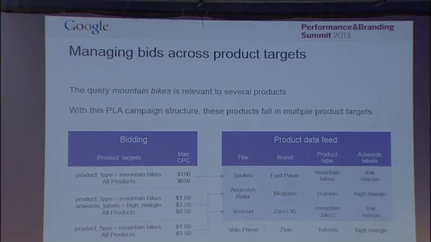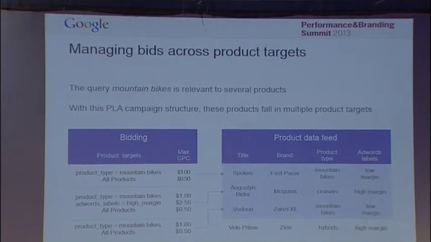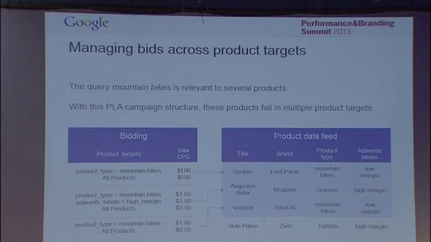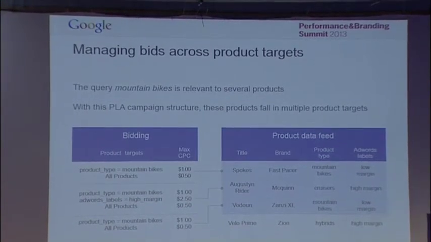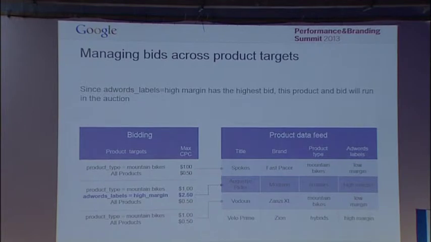So once you have created your structure, you want to make sure you think about the best bidding strategy. So let's go through an example again. If the user types mountain bikes, there are several products in your feed that could be eligible, and several ad groups depending on the product target inside that ad group. The way we decide which one will serve is by looking at which one has the highest bid. So in that case, it would be the second bike because it is in an ad group called AdWords Labels High Margin, which has the highest bid of all.